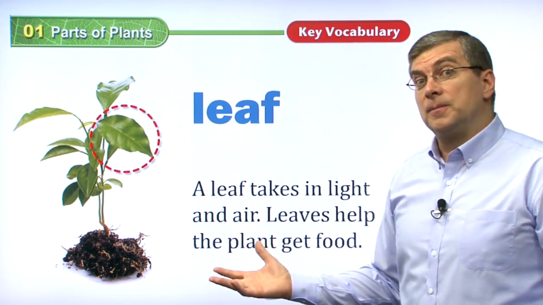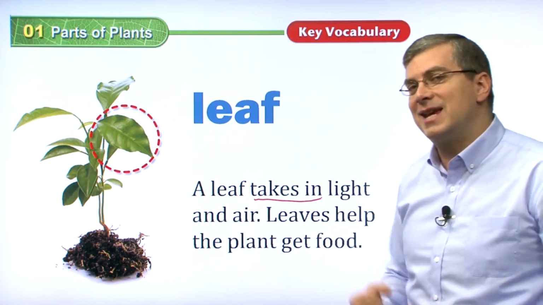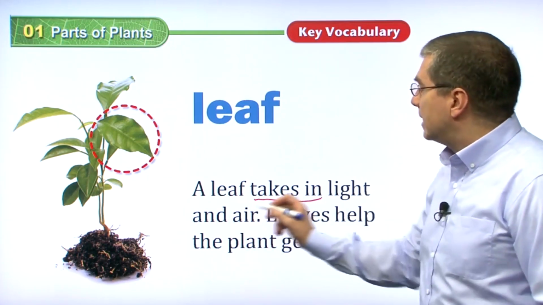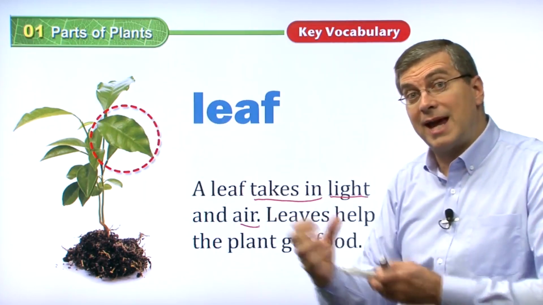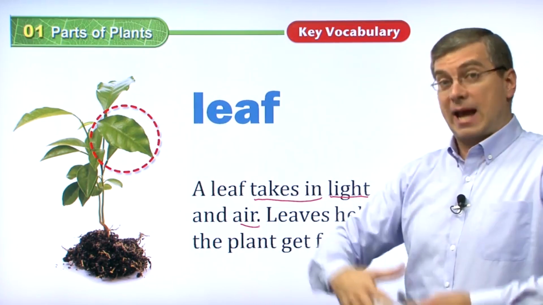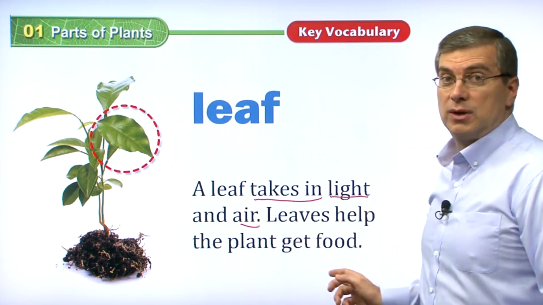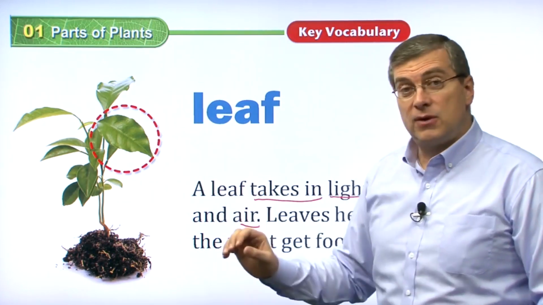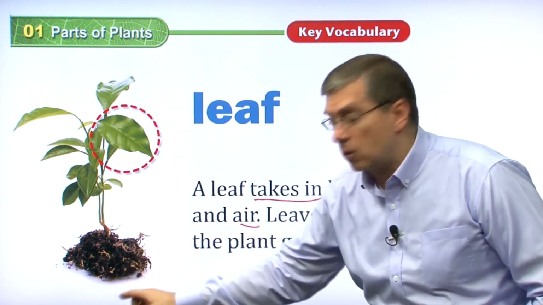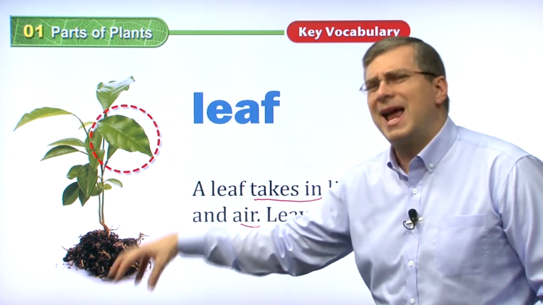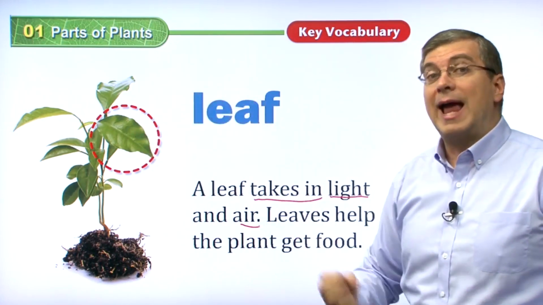Okay, so here we have leaf. And what does the leaf do? A leaf takes in. Again, we have that verb, right? Takes in. It takes in light and air. So it takes in light and air, two things that the leaf does for the plant. It takes in these things that help the plant grow. Leaves help the plant get food. So we can see that the plant gets food basically from two parts we've talked about already. The first part we talked about were the roots, right? The roots take in water and some food from the soil. Also, leaves take in air and sunlight.